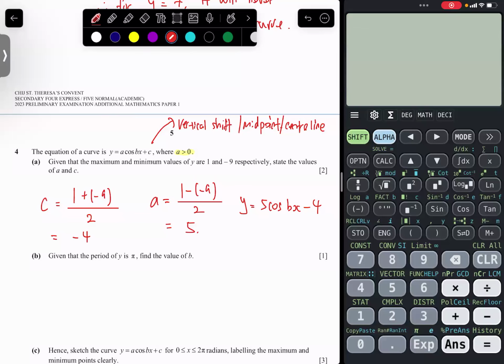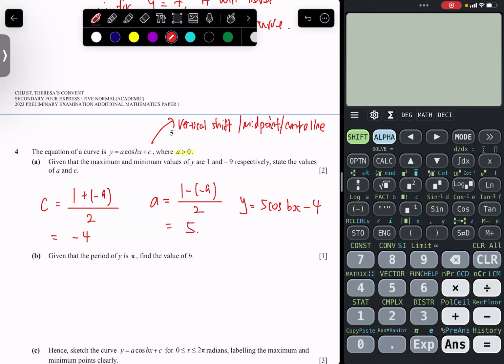Once you get the answer, you can also check it. Because cosine itself ranges between 1 and -1, 5 times 1 will give a maximum of 5 and a minimum of -5. So when you minus 4, 5 minus 4 is 1, and -5 minus 4 is -9. Okay, so that is correct.